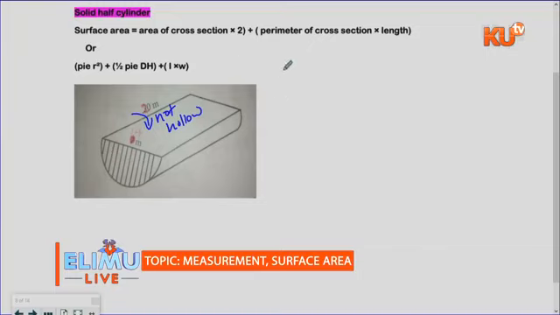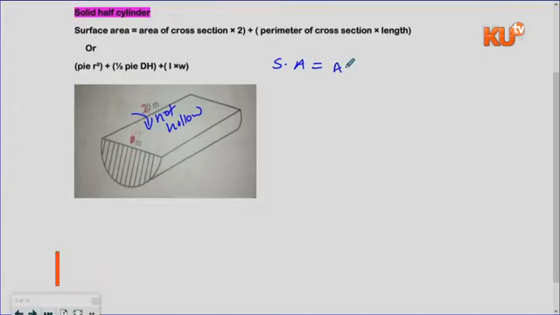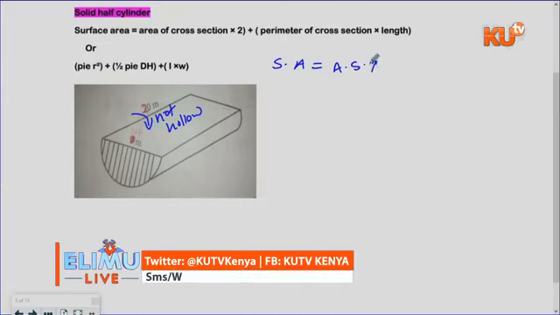So how do you find the surface area of this? I'll use the first formula, whereby we say the surface area is equal to area of the cross section times 2. Our cross section is not hollow. All right, so we come here. What is area of the cross section times 2? Then plus perimeter of the cross section times length.